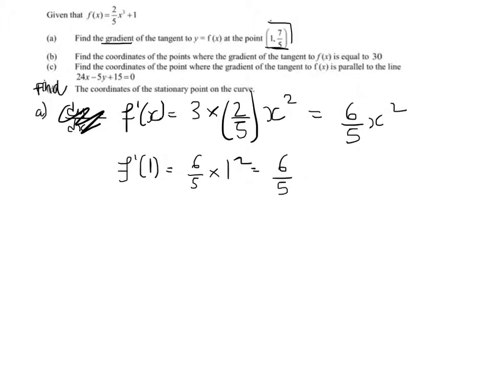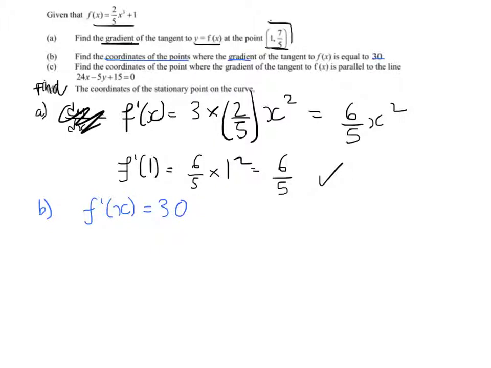Okay, so now we've done that part. We found the gradient of the tangent to this curve at this point where x is 1. Part A done. Okay, part B slightly different. We're now asked to find the coordinates of the points where the gradient of the tangent of f of x is equal to 30. So we want to find where f dash of x is equal to 30.